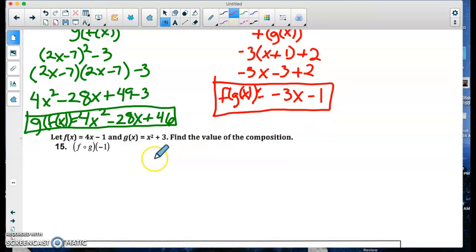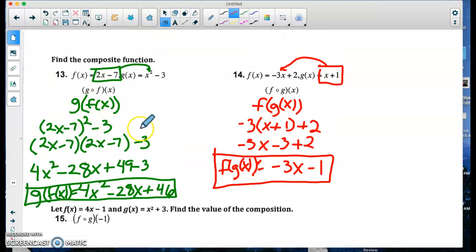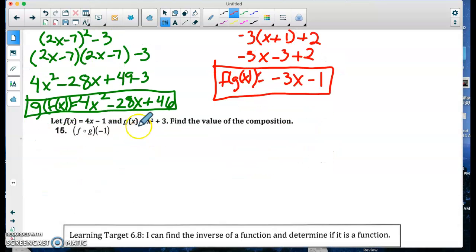All right, we have one more composition. Now this time we're plugging in a number. So these two we plugged in an equation, so we got out an answer. This one we're plugging in a number, so we're going to get out a number. So again, I'm going to rewrite this so that we have our f on the outside, our g on the inside, and our negative 1 on the very inside. So now we're going to work our way out.